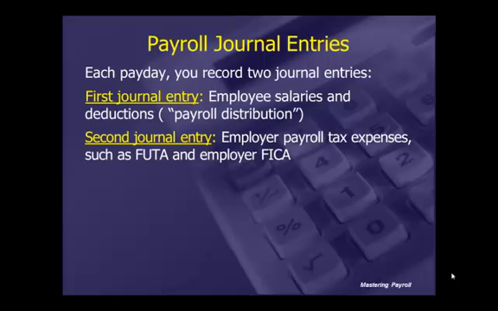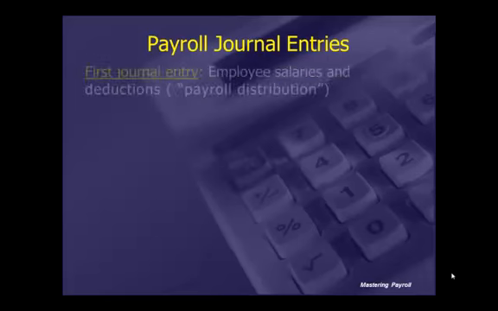These are the amounts that do not come out of the employee's paycheck. This would be like FUTA, federal unemployment taxes. It would be the employer's matching of FICA, the Social Security and the Medicare. It would also include any state unemployment taxes to be paid.